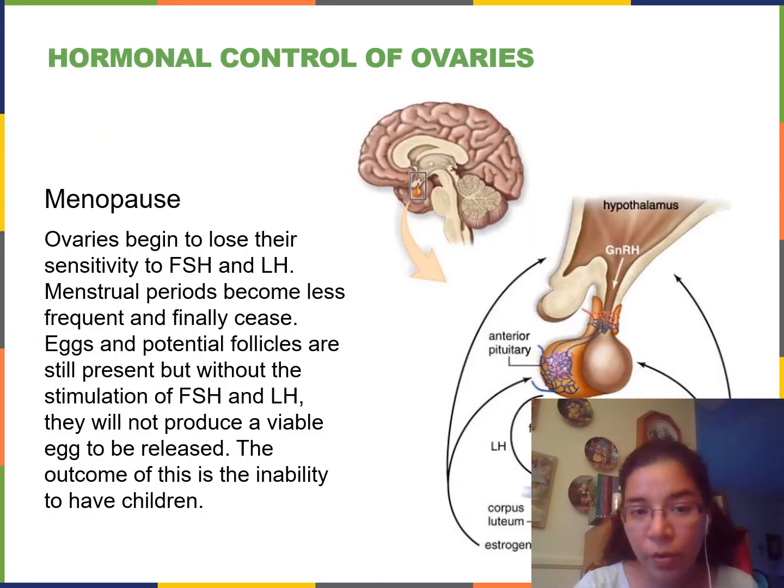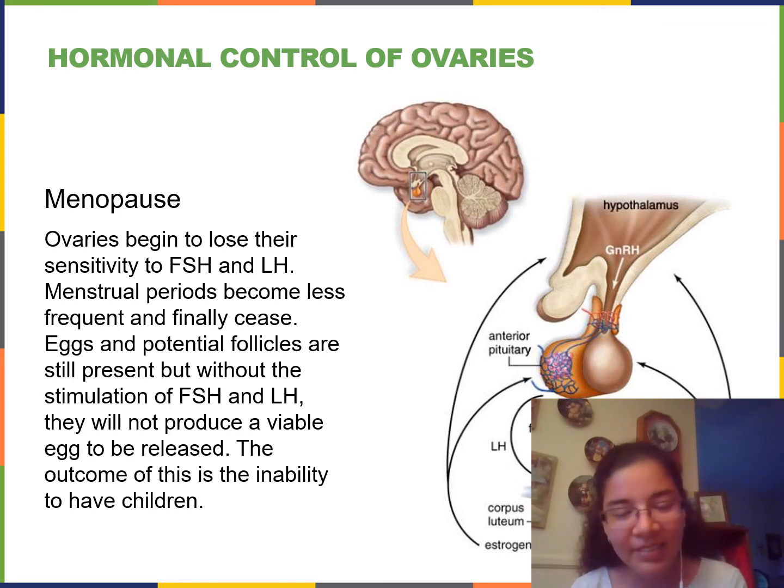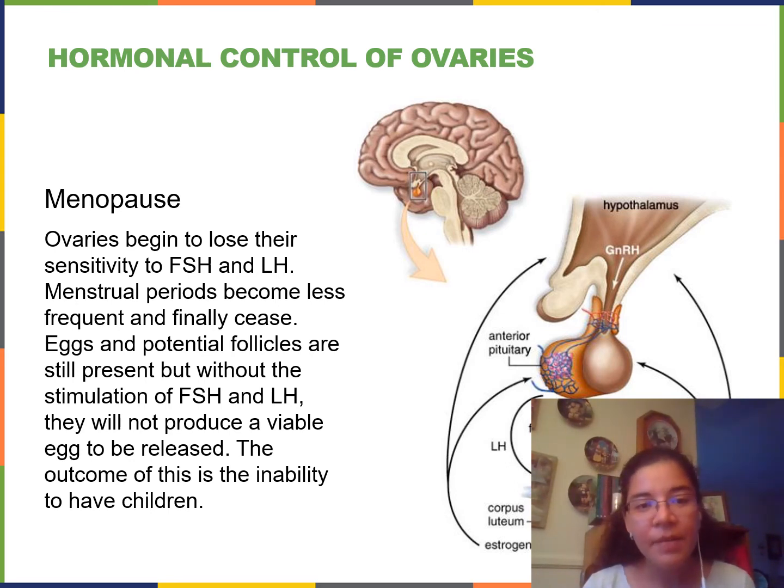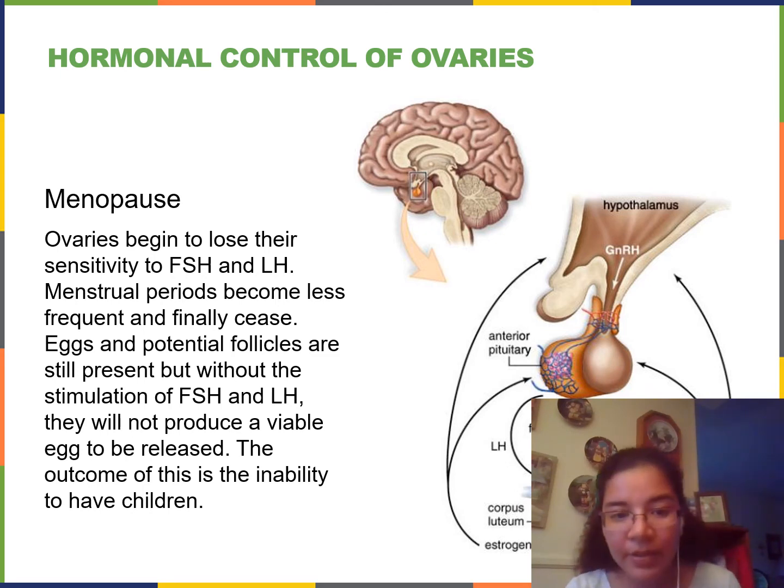Hormonal control of the ovaries: menopause signifies the last menstrual cycle of a female. The first menstrual cycle is called menarche. The last menstrual cycle is called menopause. So what happens in menopause? There's less sensitivity to follicle stimulating hormone and luteinizing hormone. So menstrual periods become less frequent until they finally stop.